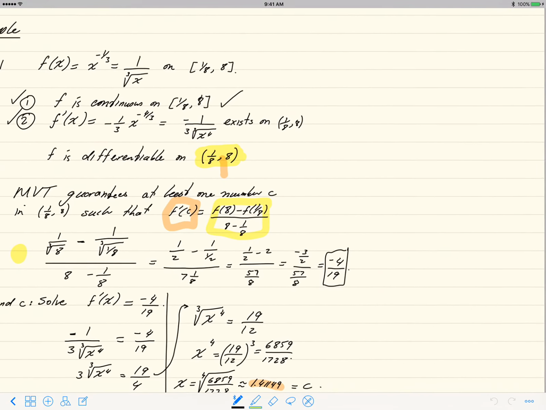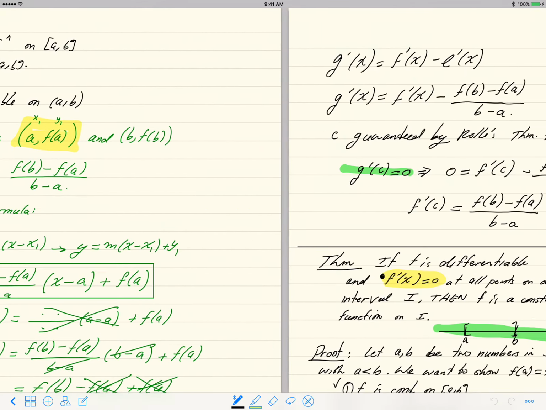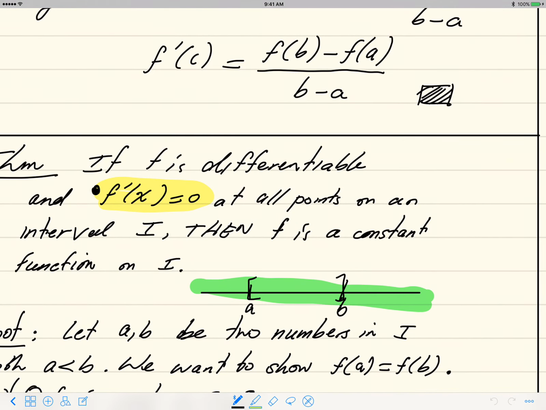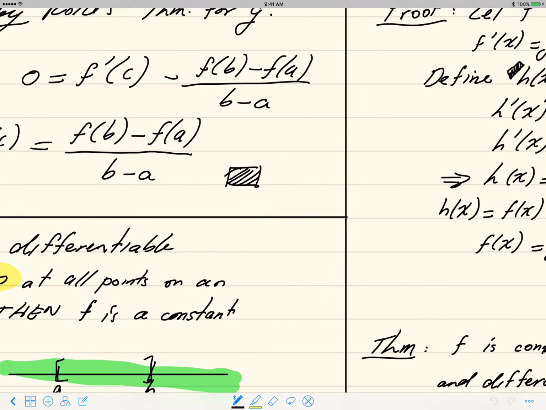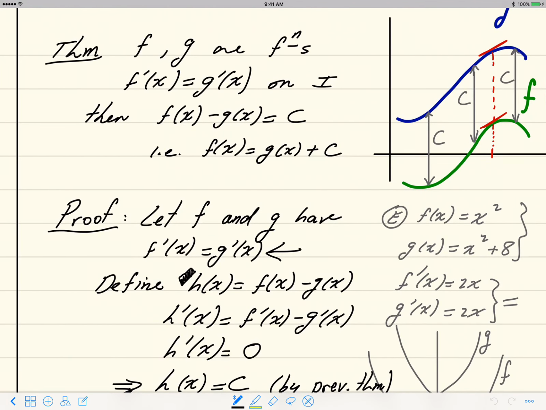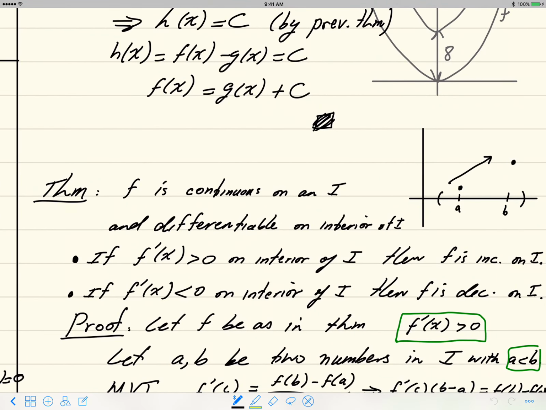And then we looked at a proof of the mean value theorem, which basically builds a new function that has the third property and uses Rolle's theorem. Then we looked at three different theorems that use the mean value theorem in their proof. If the derivative is 0, then the function is a constant. If two functions have the same derivative, then their difference is a constant. And finally, the increasing decreasing stuff that we've been using. If f prime is positive on an interval, then f is increasing on that interval.